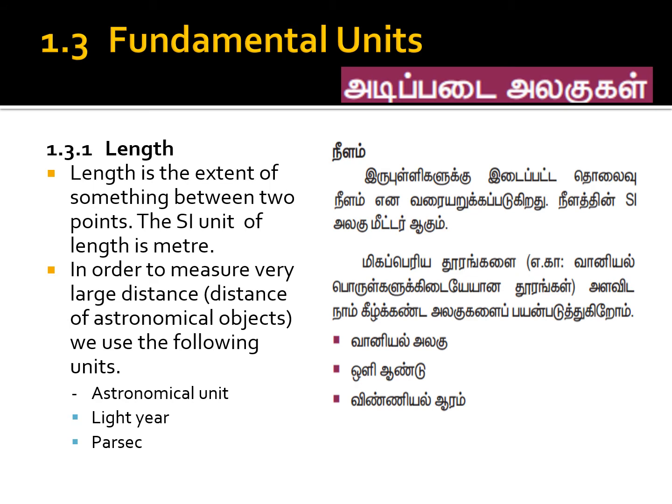Length. Length is the extent of something between 2 points. The SI unit of length is meter. 1 meter is the distance travelled by the light through vacuum in 1 by 29,979,2458 seconds. In order to measure very long distances of astronomical objects, we use the following units: astronomical unit, light year, and parsec.